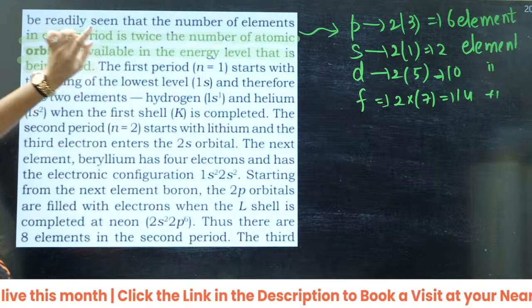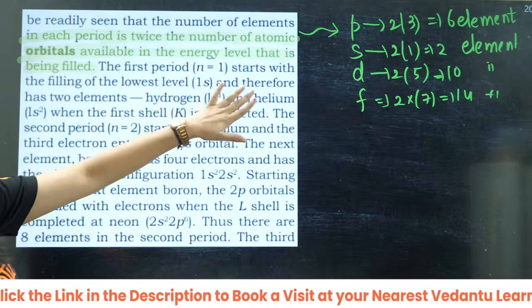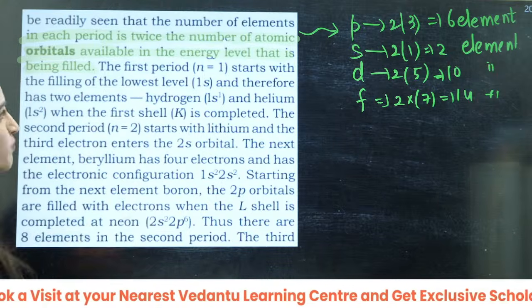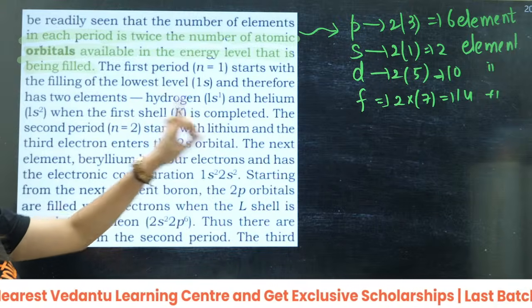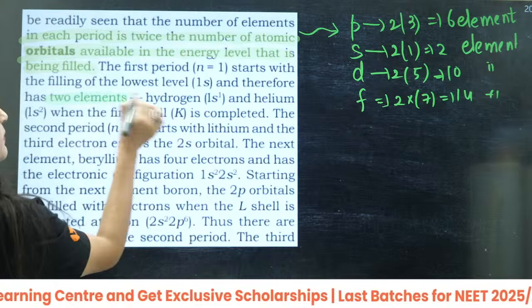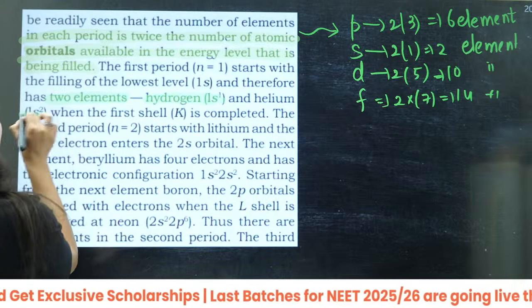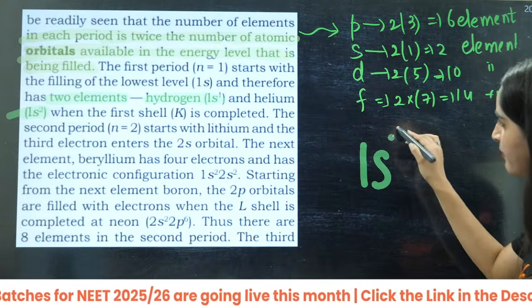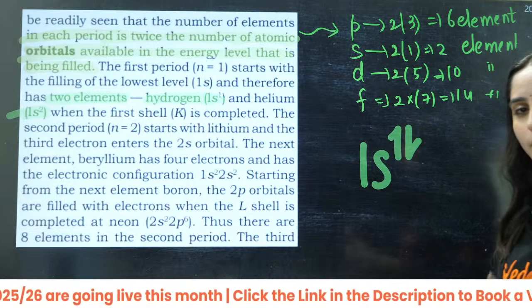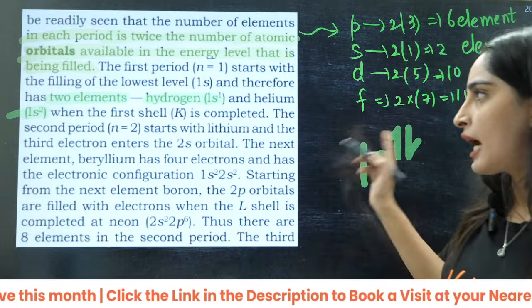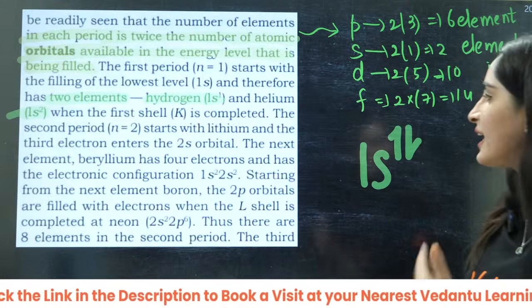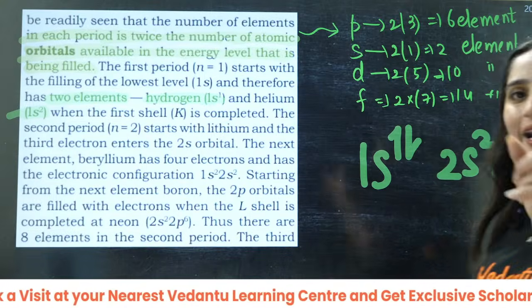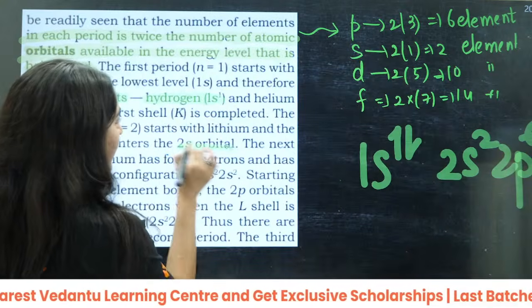Okay. The first element, the first period n equals 1, starts with filling of lowest energy level, that is 1s1. Now this is also very, very important. Lowest energy level, that is 1s1. Therefore, two elements, hydrogen and helium. Now, he is saying the first period has the filling of 1s orbital. First will be the first electron and then the second electron. The number of electrons is the number of elements. So that is why it has 2 electrons. The second period has 2s2, 2p6, and that is why it has 8 electrons.